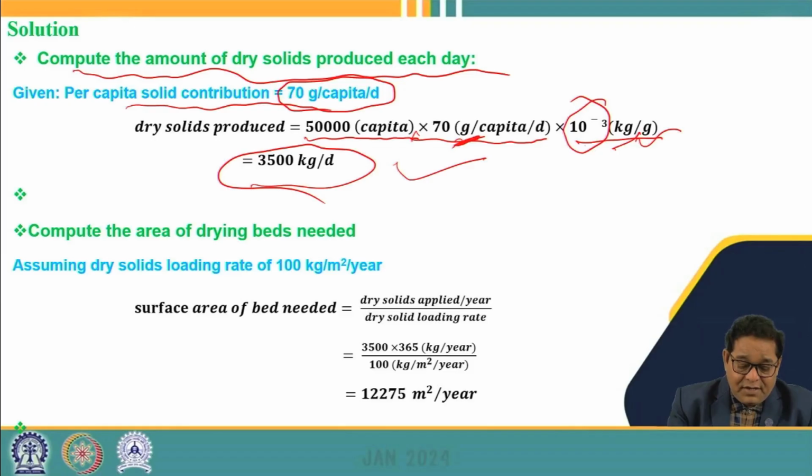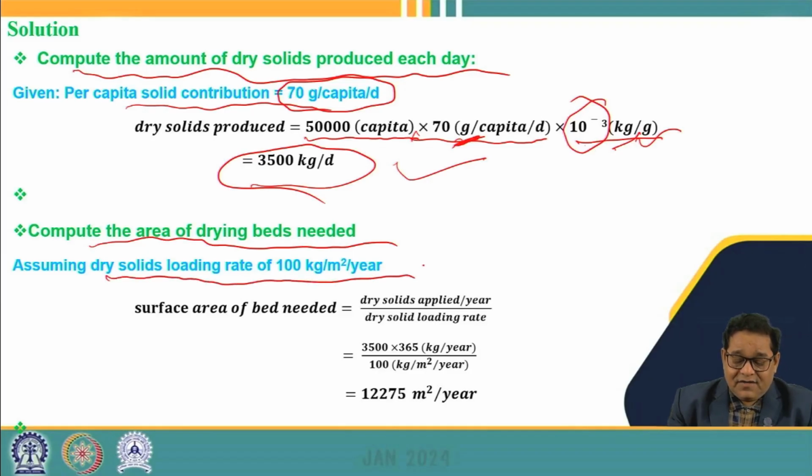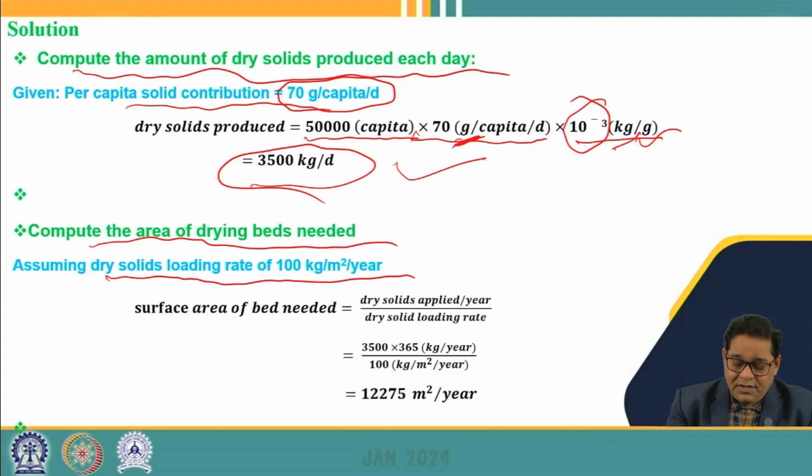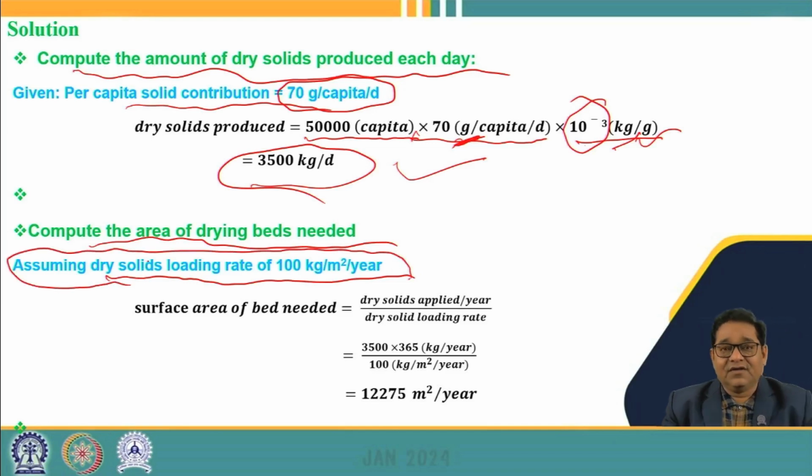Once we have calculated the total solids produced per day, we can find out the surface area required for designing the sludge drying bed, because this dry solid loading rate is to be assumed here, as this data is not given in this problem. So we have assumed it as per the type of the sludge. The sludge is basically from the activated sludge process, so the criterion that we can assume is 100 kg per meter square per year, which is within the design range for the activated sludge process.